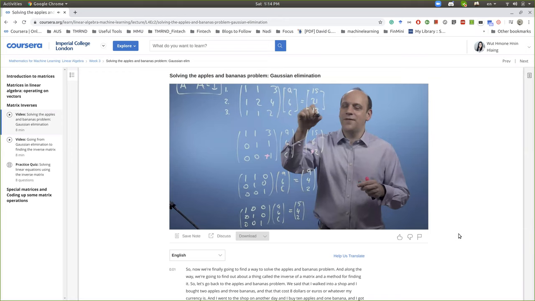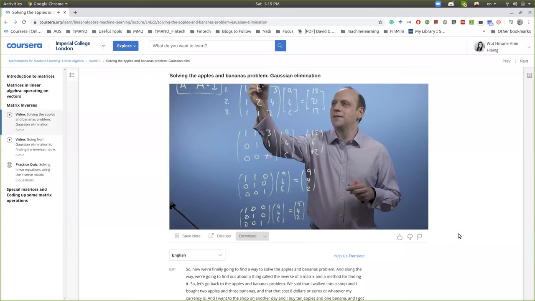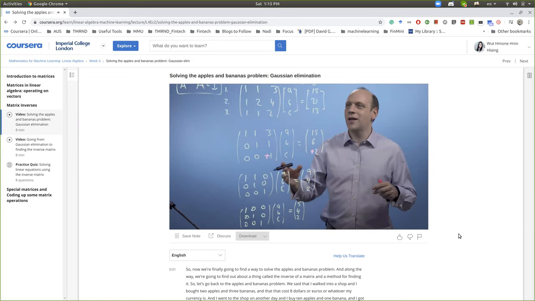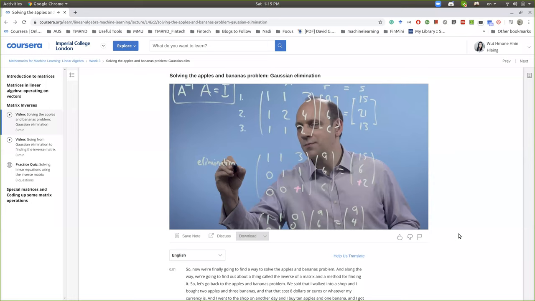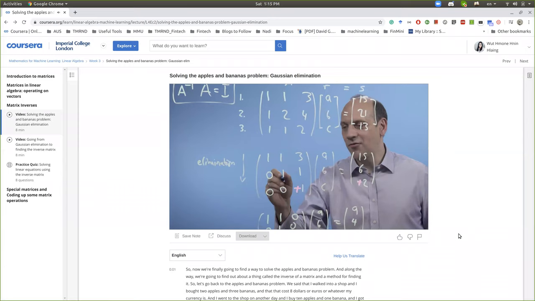So we said that this was A times R is equal to S. I've only found it for this specific S. If I did the inverse in a general case, I could do it for any S. I could find R for any S. So what I've done here is I've done what's called elimination. I've taken multiples of rows and I've taken them off of each other to get to having a triangular form where the bottom corner here is zeros, and I've just got ones on the leading diagonal.